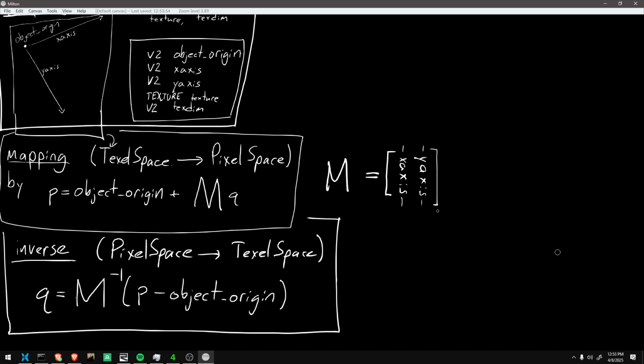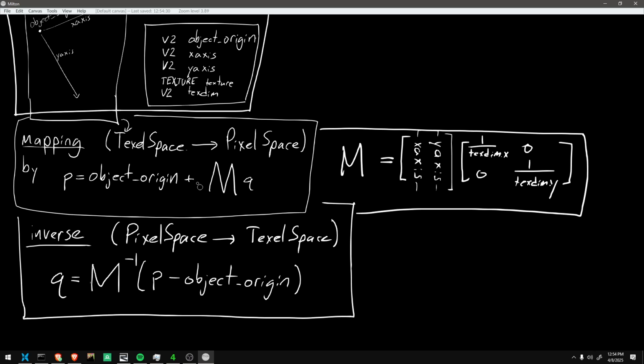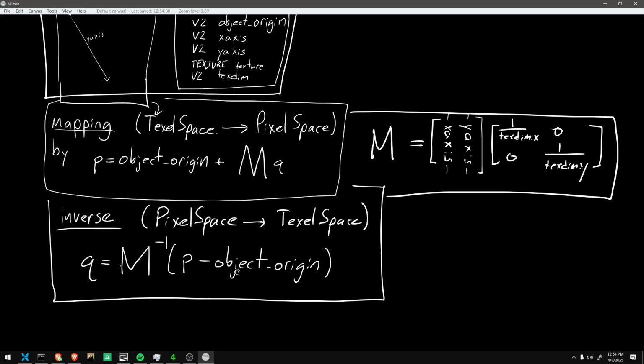Okay, so if I had a UV coordinate, this would be correct, but I don't. That's why I need textdim, 1 over textdim.x, 0, 0, 1 over textdim.y. So there's our formula for M, the matrix. We'll need to calculate it and invert it to run the inverse.